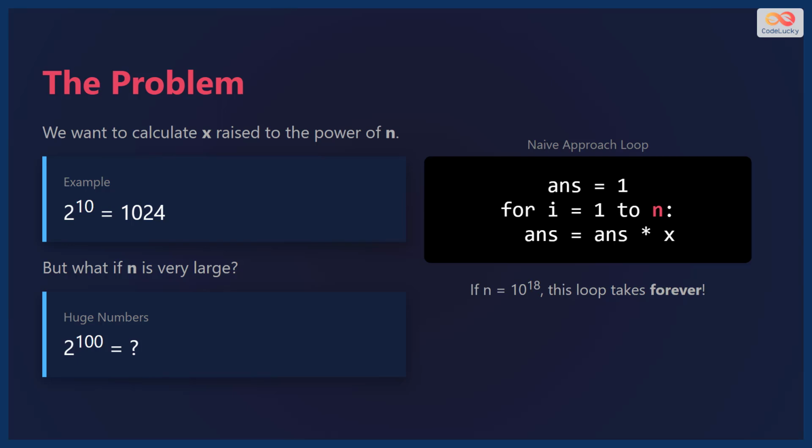Let's start with the problem statement. We are given a base x, an exponent n, and a modulus m. We need to calculate x to the power of n. For small numbers like 2 to the power of 10, the result is 1024, which is easy to handle. But what if n is huge, like 100 or even 10 to the power of 18? A simple loop would take way too long.